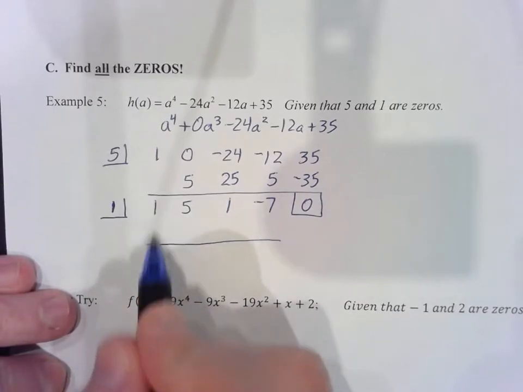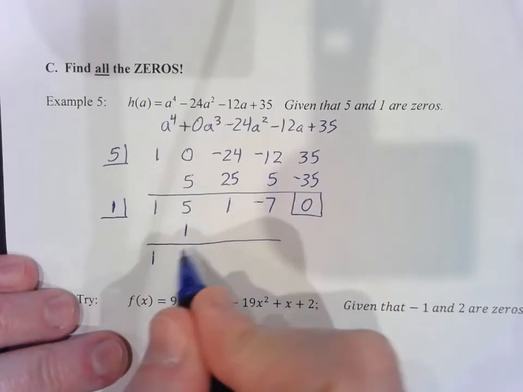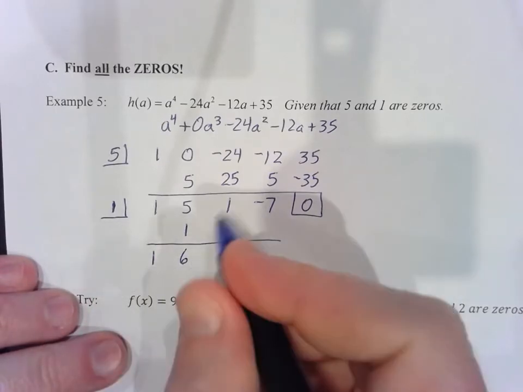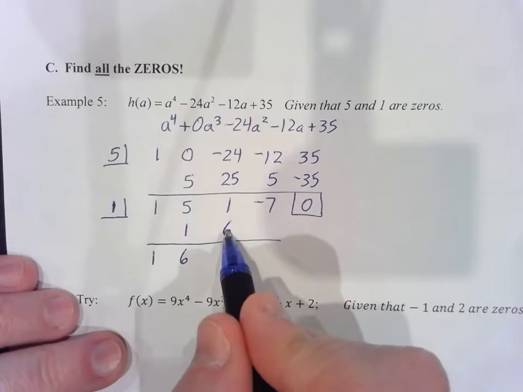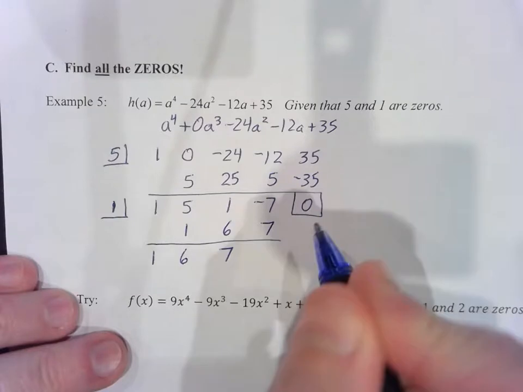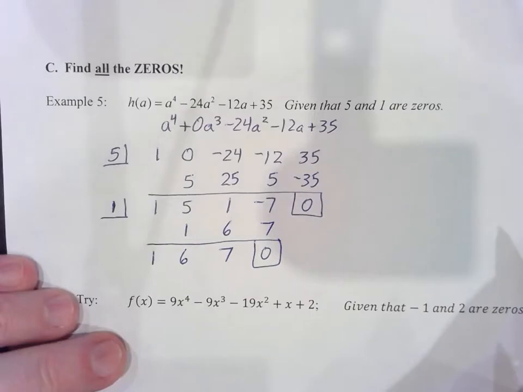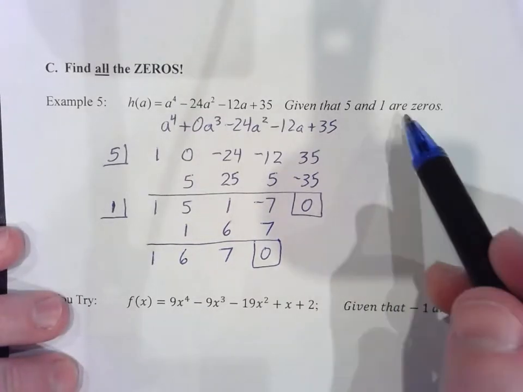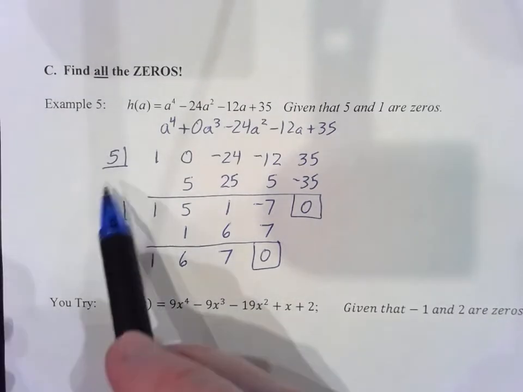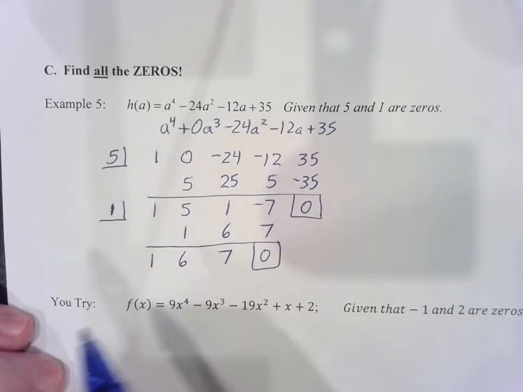And so we're going to bring down the 1. 1 times 1 is 1. 5 plus 1 is 6. 1 times 6 is 6. 1 plus 6 is 7. 1 times 7 is 7. Negative 7 plus 7 is 0. And so if you are given more than one 0, use synthetic division and just keep dividing each polynomial and then its result by those zeros.